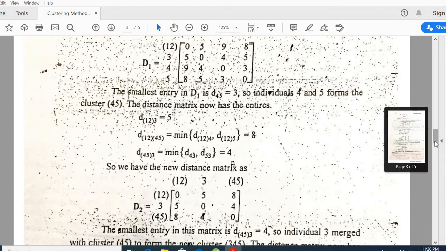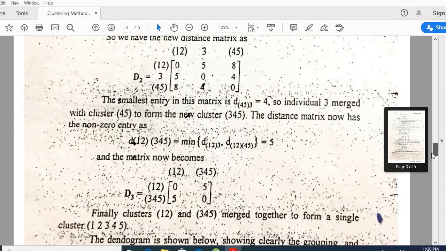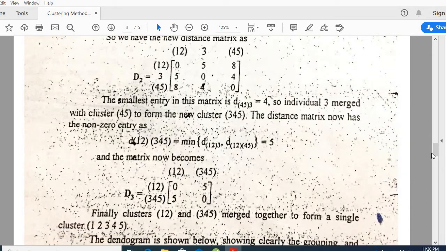Again we see the minimum distance, that is 4, and we cluster 3 with 4 5. Now the individuals have been divided into two clusters. The first cluster consists of individuals 1 and 2, and the second cluster consists of individuals 3, 4, and 5, and the distance between these two clusters, 1 2 and 3 4 5, is 5.